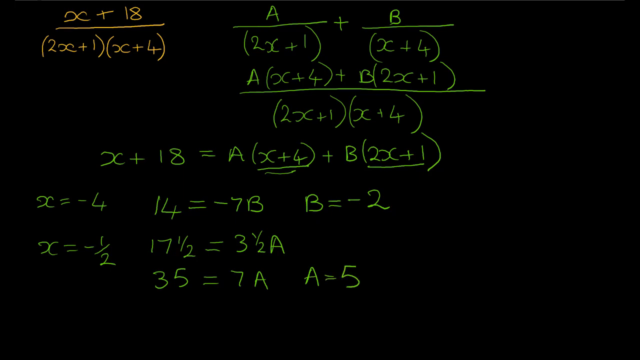And so now we've been able to split the original fraction into its partial fractions, and it would be 5 over 2x plus 1 plus minus 2 over x minus 4. Of course, normally we wouldn't write that plus in the middle, so let me just take that away. And so we'd have that.